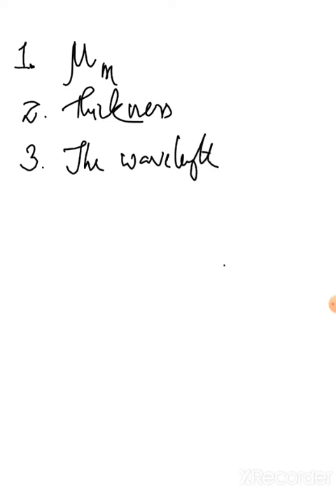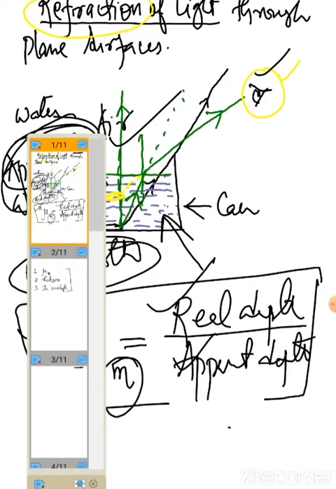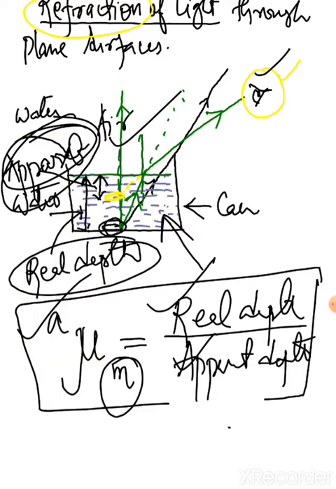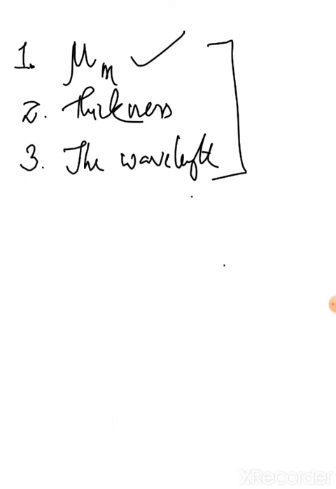So in these three factors, the shifting, you can see this shift, the coin was actually here, now it has been shifted to this position. So this shifting of the object when you are viewing from the rarer medium, when the object is in the denser medium, depends upon these three factors. One is the refractive index of the medium, other one is the thickness of the denser medium, and the wavelength, or you can say the color.